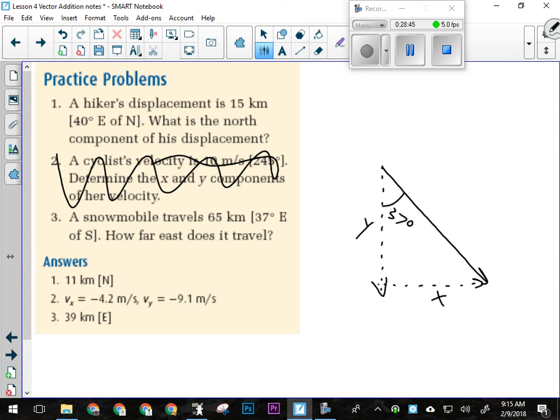It wants to know how far east it travels. So am I looking for y or x? X, okay, looking for the one that's horizontal. That's the opposite side in this triangle. So that's going to mean sine of 37 times 65, which should leave us with 39 kilometers east. So that's just finding the vector components, finding the sides of a vector's triangle.